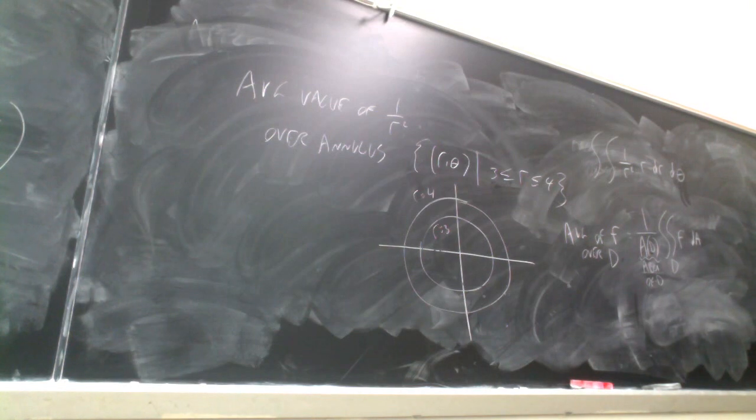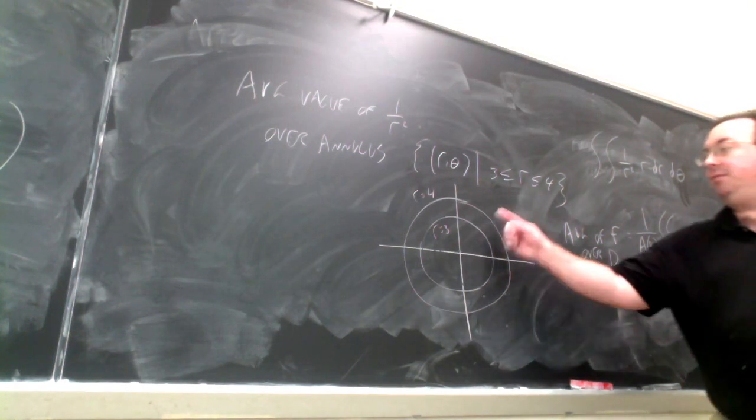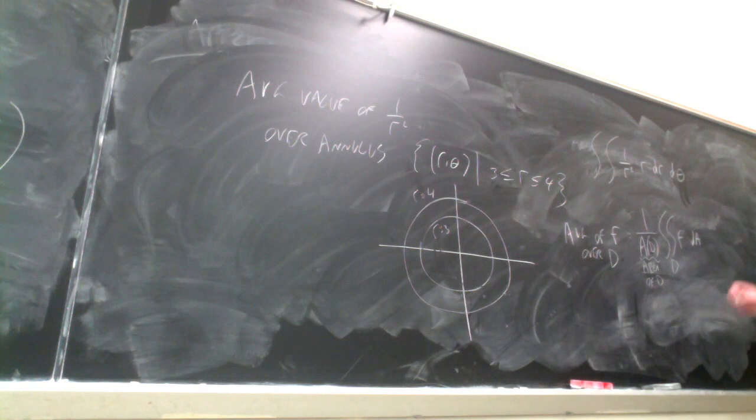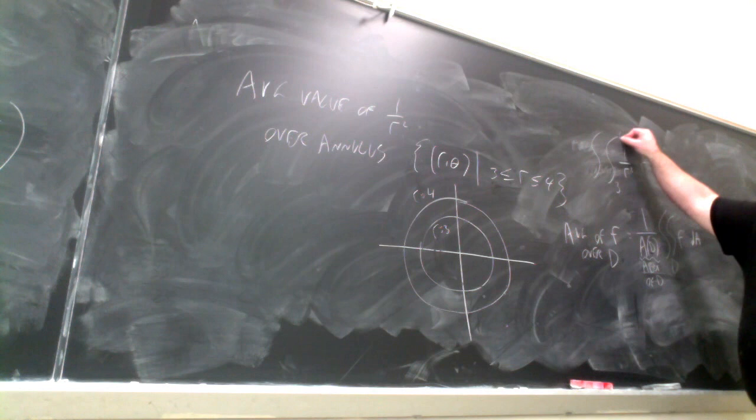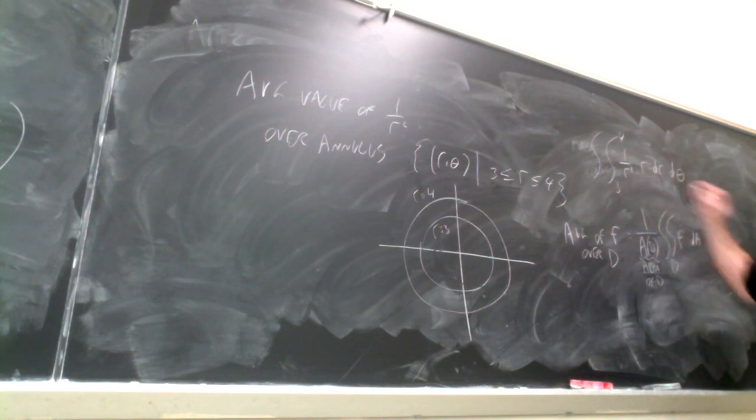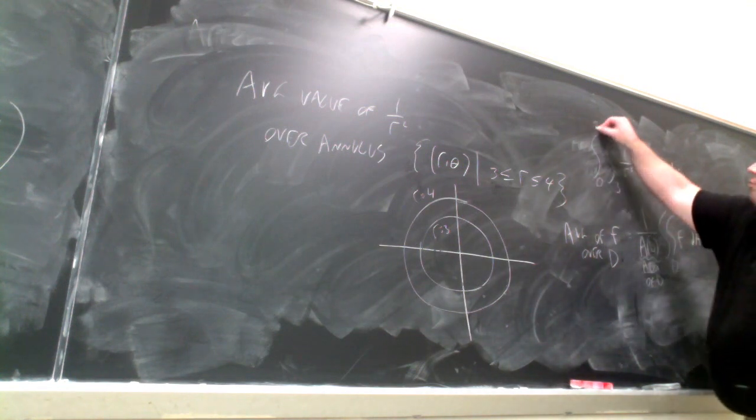And then you need to get the limits for this. What would the limits be, first for r and then theta? R is 3 to 4. And what about theta? What angles are allowed? All of them, which means 0 to 2 pi.